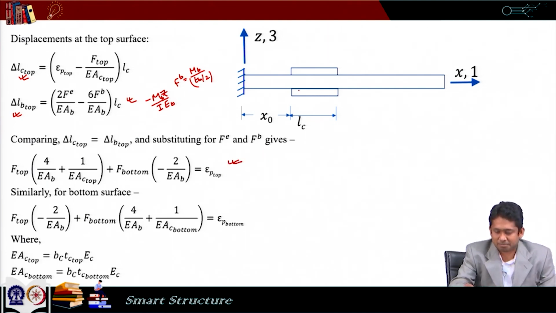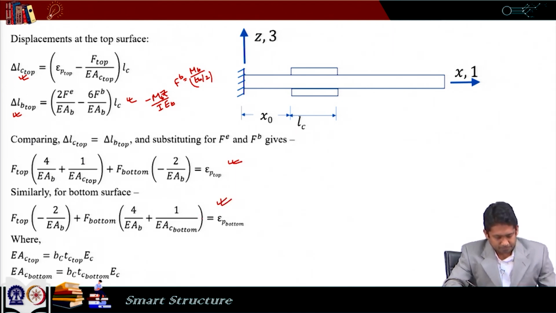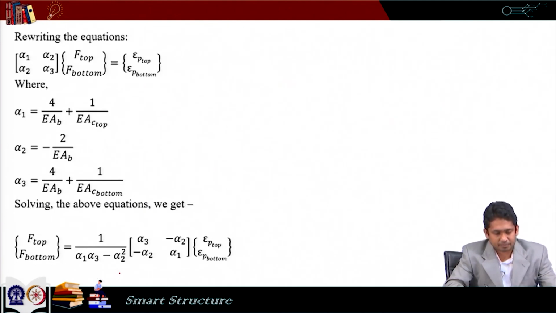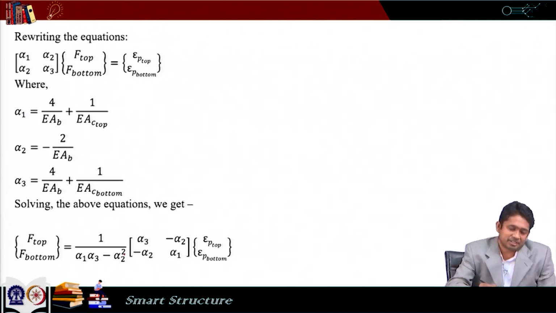After that we can do the same thing at the bottom piezoelectric patch and ensure that the extension at the bottom surface of the beam and the bottom piezo patch are the same, and if we do that we get this expression. Here we have used these terminologies ESE top and ESE bottom, which are defined as this. ESE top is the axial stiffness of the top piezoelectric patch, which is BC TC top multiplied by EC. ESE bottom is equal to BC TC bottom multiplied by EC. The same expression can be rewritten in terms of this.